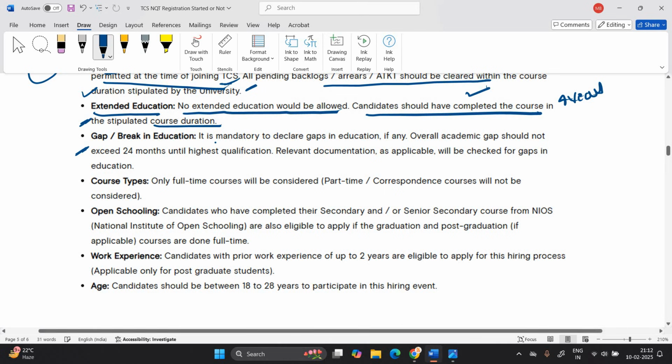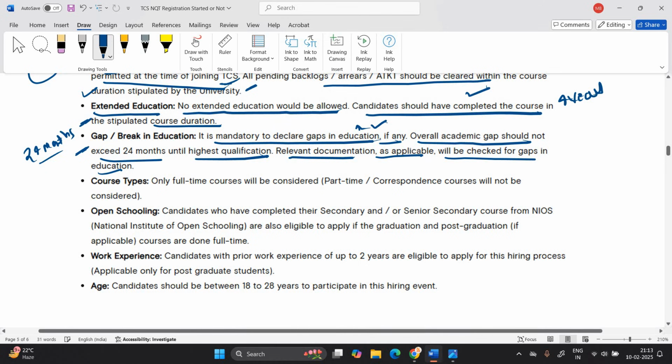Gap or break in education: it is mandatory to declare a gap in education, if any. अगर कोई gap है तो आपको बताना है. Overall academic gap should not exceed 24 months until the highest qualification. Overall gap 24 month से ज़्यादा exceed नहीं होना चाहिए जब तक कि highest qualification है. Relevant documentation, as applicable, will be checked for gap in education.